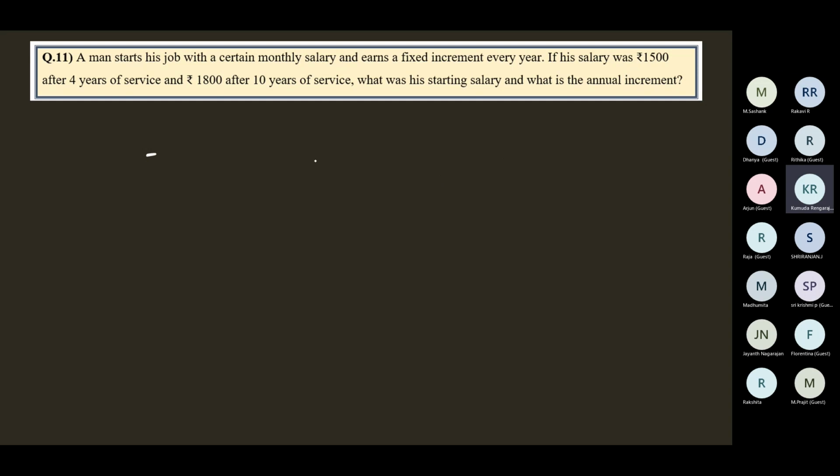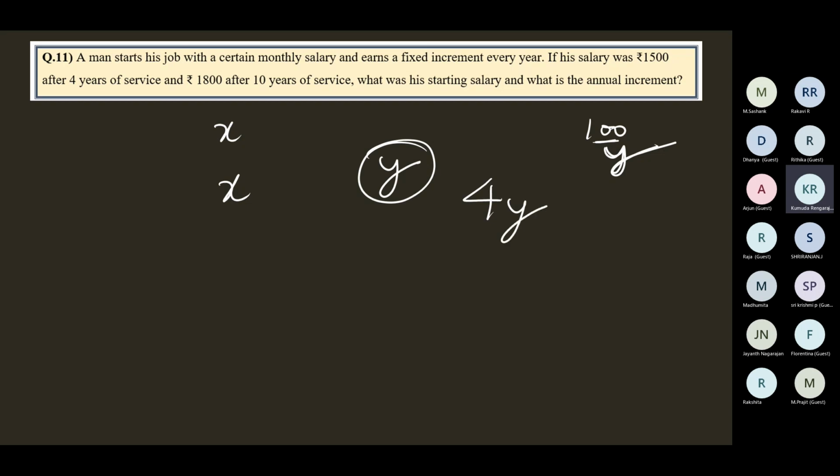So there's something which is fixed and there's an increment also. Okay, so let that fixed monthly salary be X and let that fixed increment, like every year his salary increases by 100 rupees, be Y. Let that increment every year be Y. Let the fixed salary be X. Now this is the increment per year. So for 4 years, the increment will be 4Y.